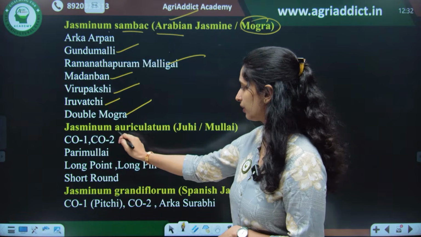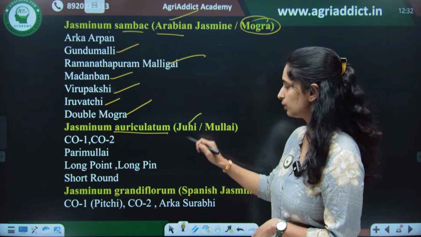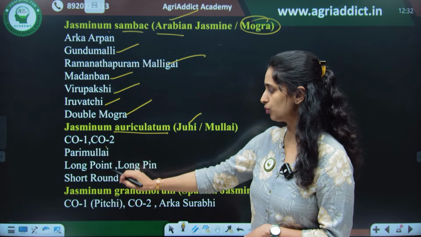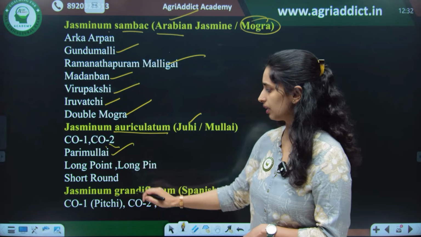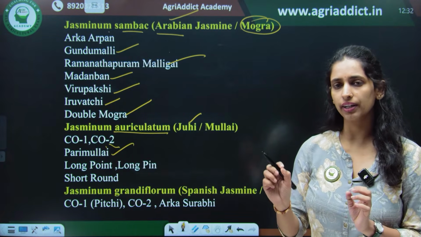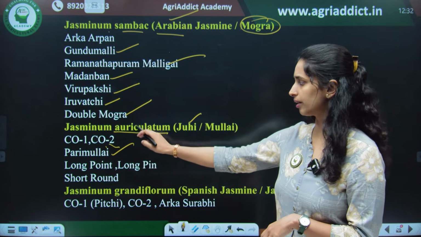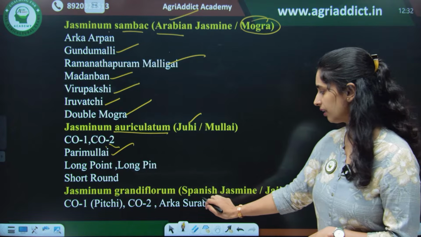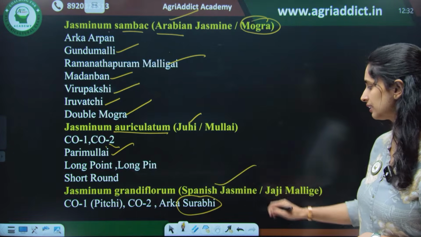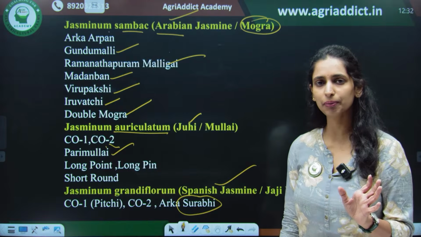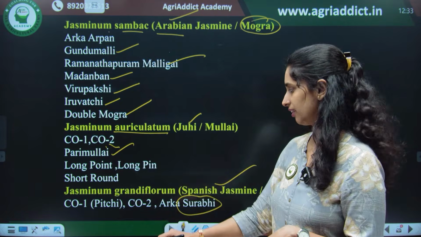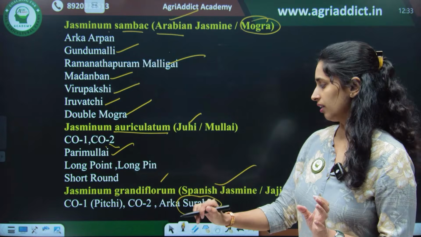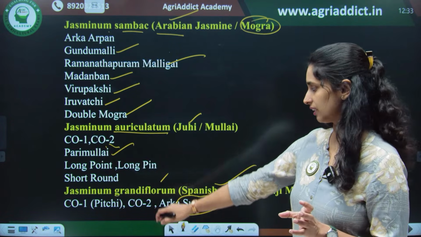And Jasminum auriculatum. Auriculatum is called as Juhi or Mullai. In this, Kakada, Kotu, Parimullai you remember. And if any words like long point, long pin, they all come under Jasminum auriculatum. And Grandiflorum, Arka Surabi. It is called as Spanish jasmine. You remember Spanish people love to get grandly dressed. Grandiflorum means Spanish jasmine. And Surabi, Surabi loves this grandiflorum.